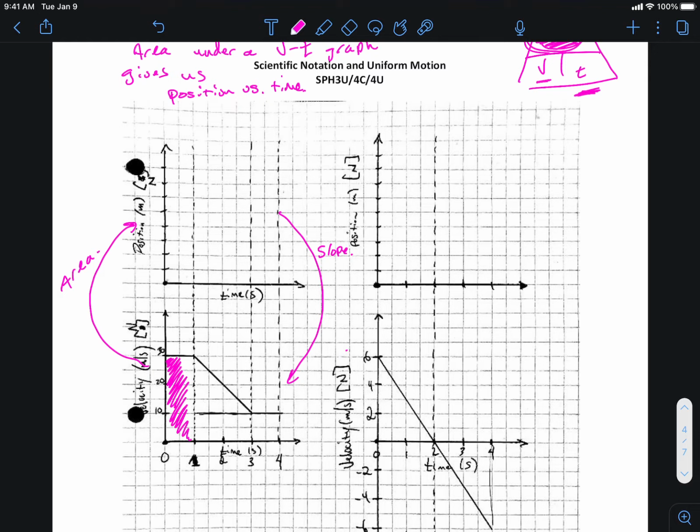What's that? Well, it looks like I've got 30 high by 1 second long. So I take 30 meters per second and I multiply it by 1 second. Well, the units cancel. What are you left with? 30 meters. That's how much distance was covered in the first portion of this graph, in this pink portion. 30 meters. Okay, well, what's that mean? How do I create that on the graph? Okay, well, let's start by labeling our axes.